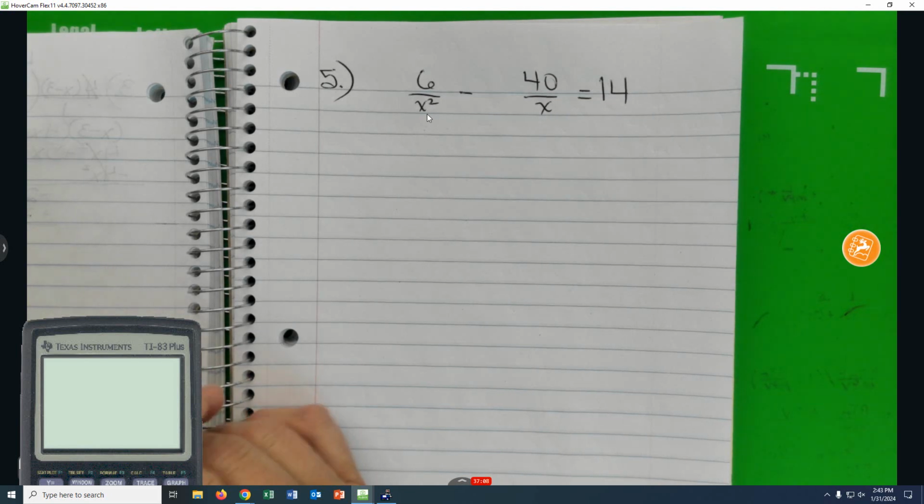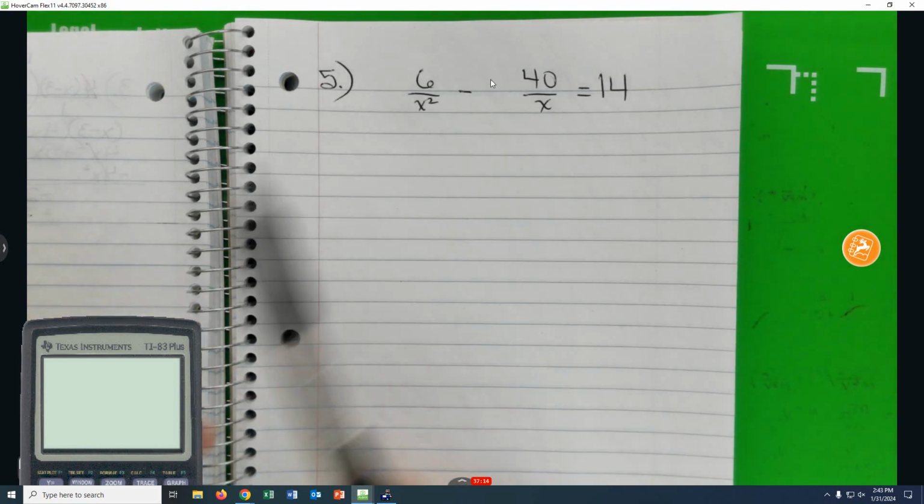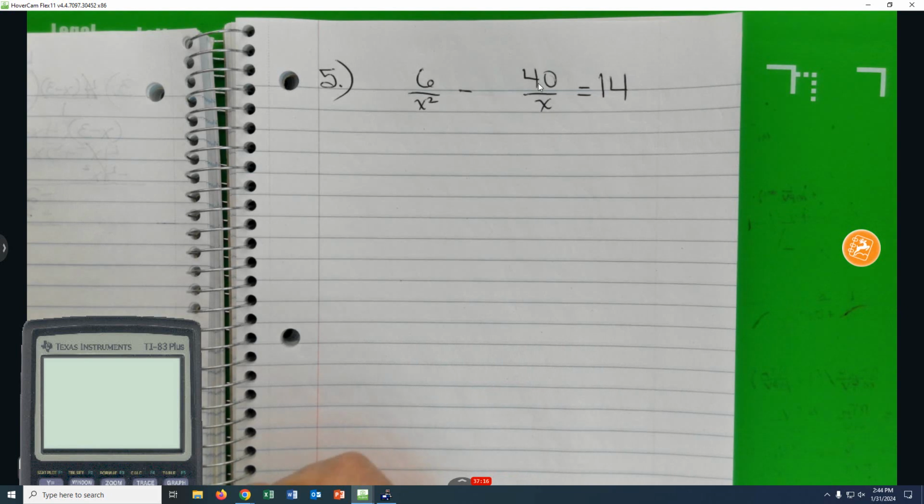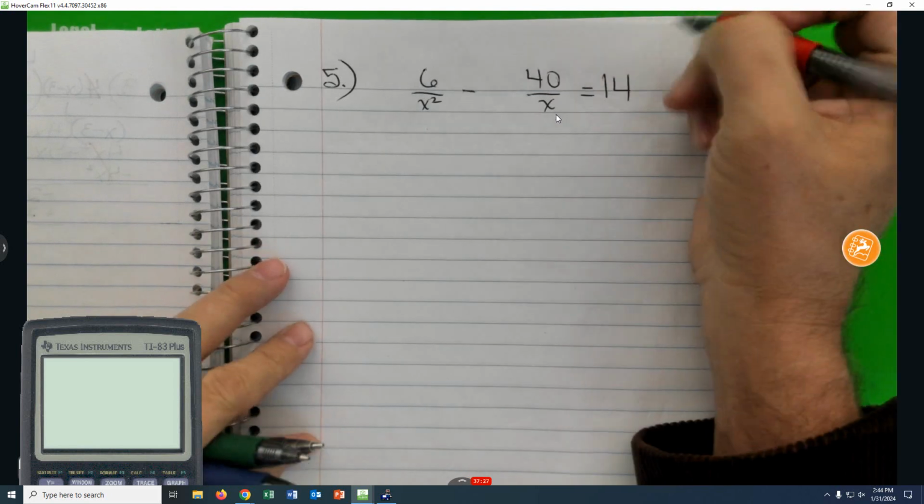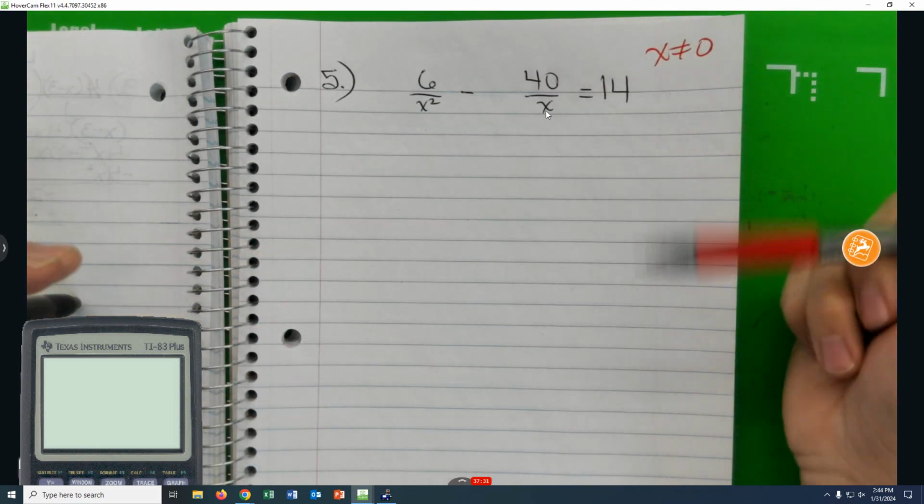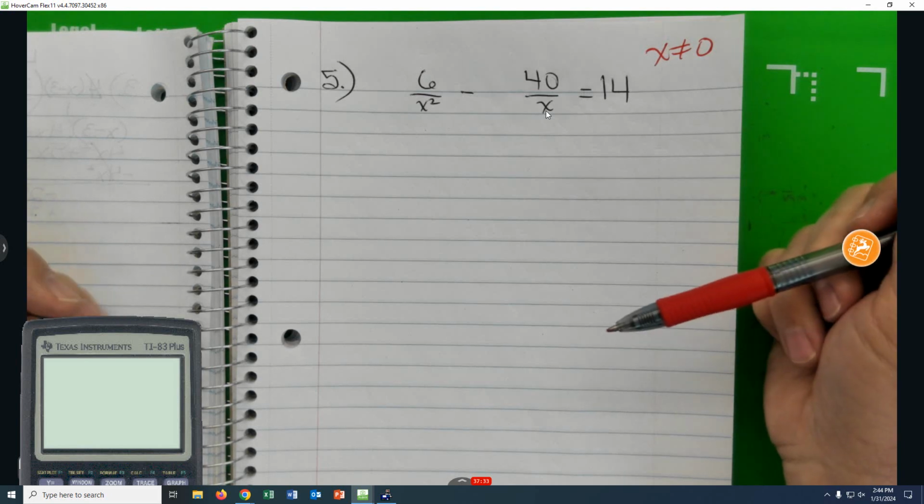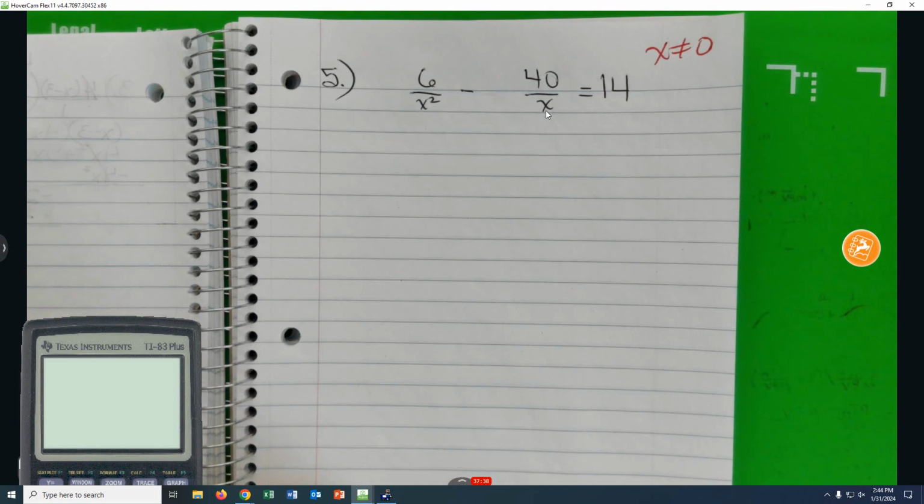Now let's think. Before we do anything, what number would be unacceptable for x? What number, if you plug it in for x, would give you something like 40 over 0 or 6 over 0? 0. I'm going to make a note right now: x cannot possibly be 0. So if we solve this equation and we get x equals 0, we're going to have to cross it out the way we did with number 4.